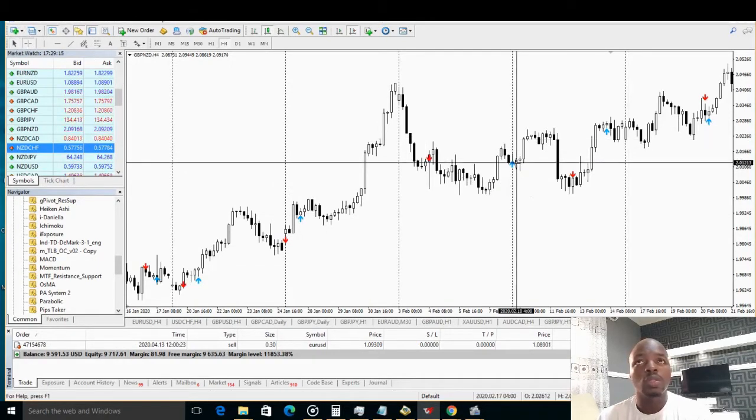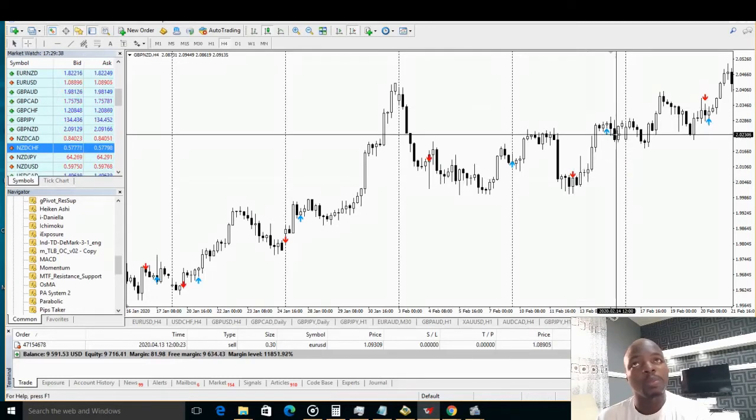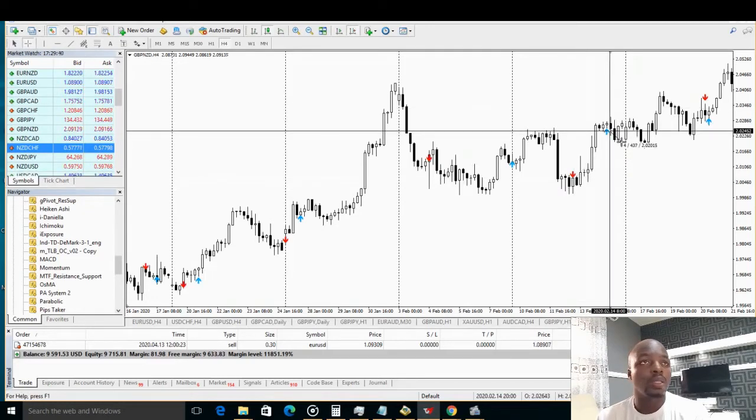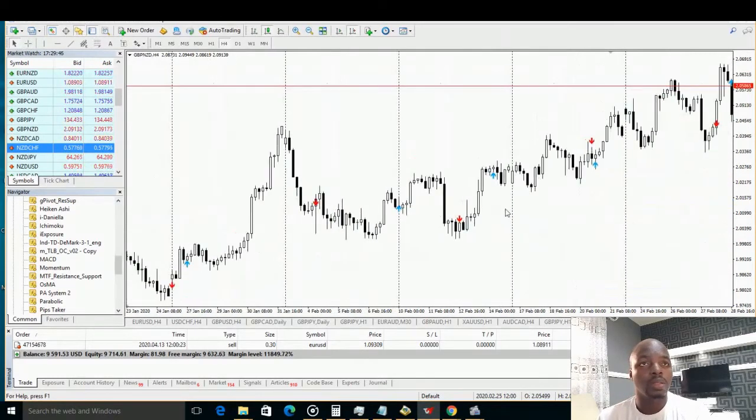Huge wins, small losses, huge wins. This would have hit your stop loss, I don't care what it is. I'm sure your stop loss wouldn't be up to 100 pips, but if it hit your stop loss, then this wouldn't have hit your stop loss. You would have gotten another win here. And that's how it is.